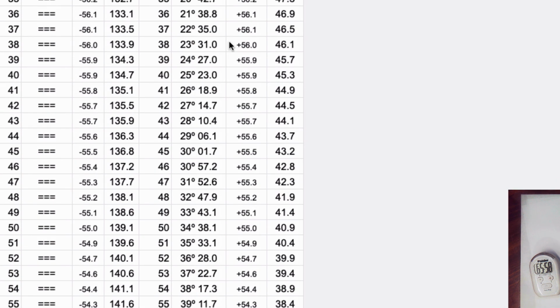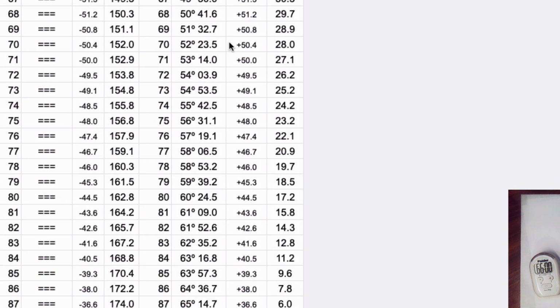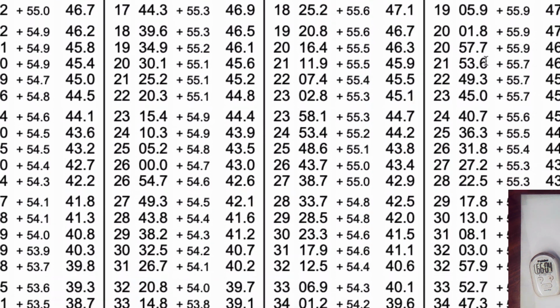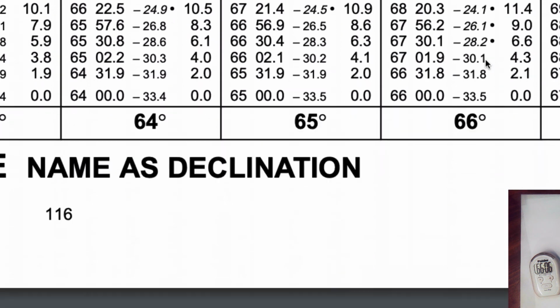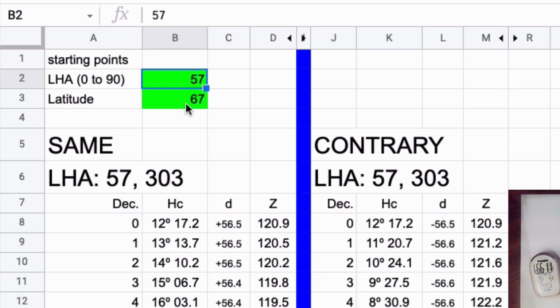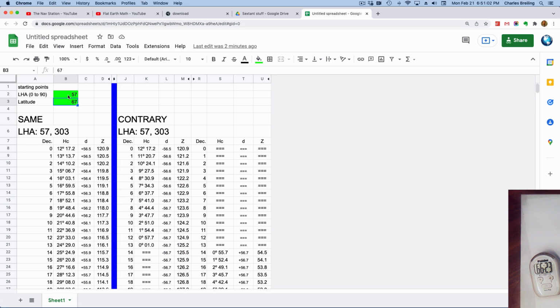So basically I've tried to duplicate this page that Ruhif had selected, but I ended up duplicating two pages. Now, here's the cool thing about the spreadsheet: you can type in any latitude and any local hour angle. So you don't need to carry around those big heavy books. This spreadsheet will duplicate literally every page of those tables.